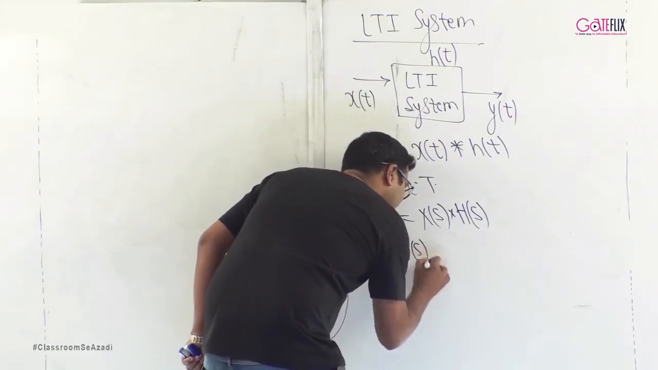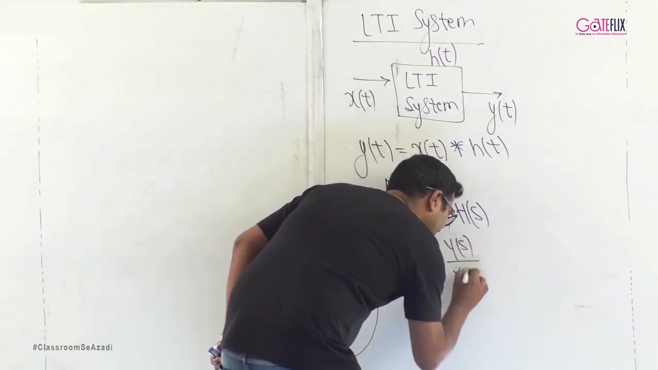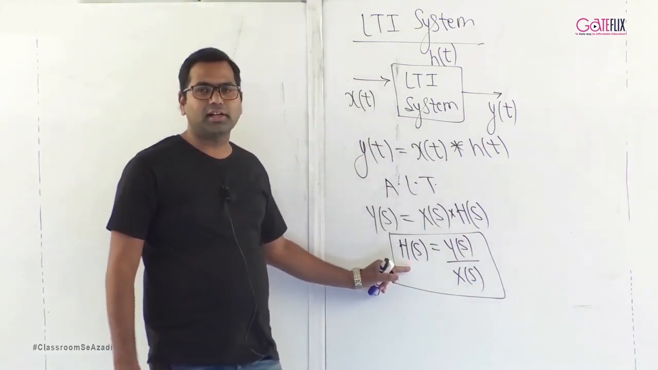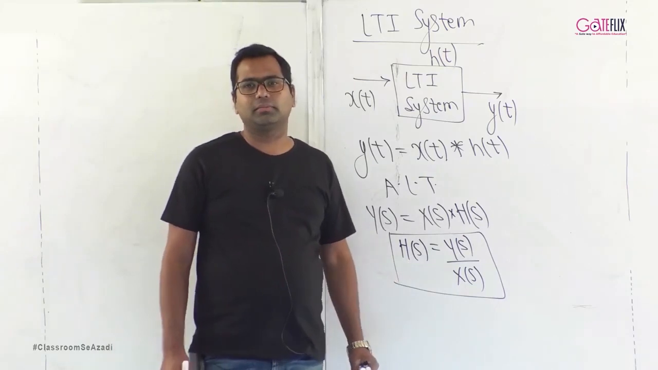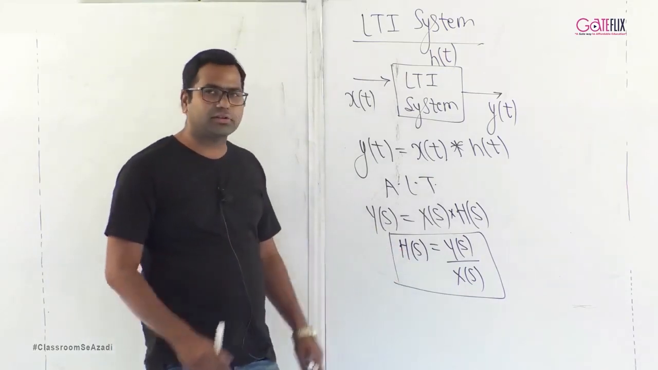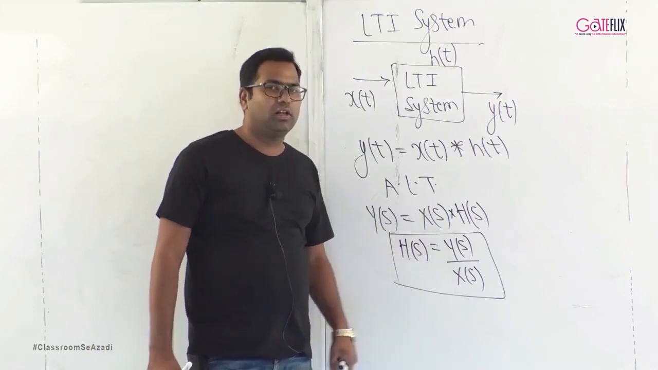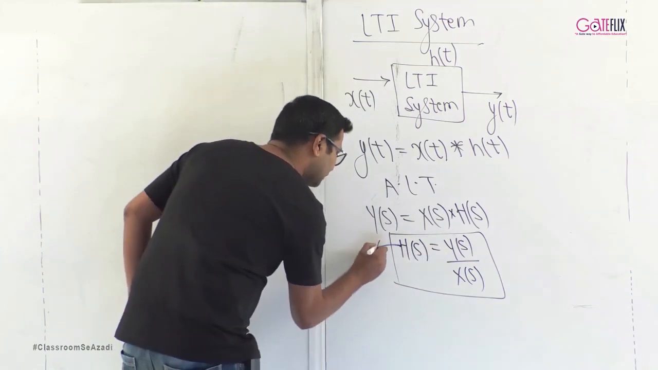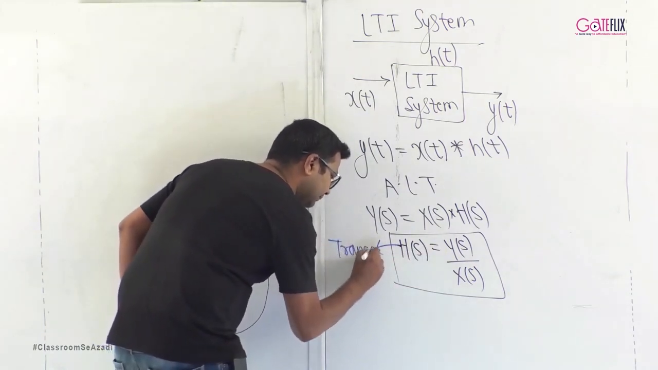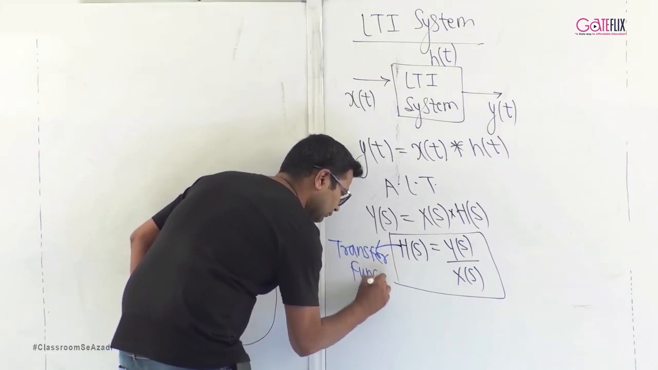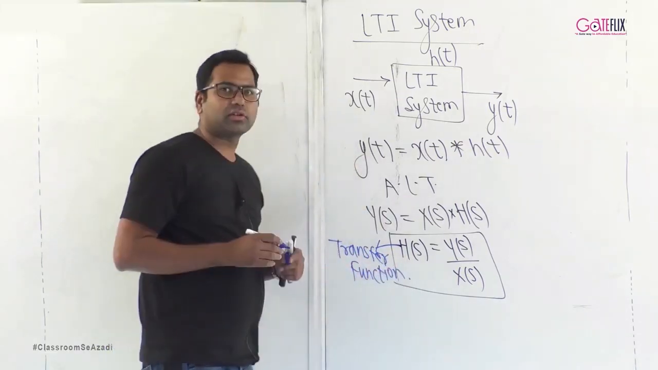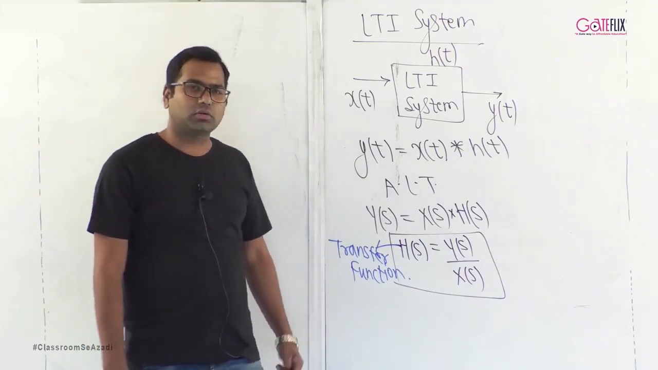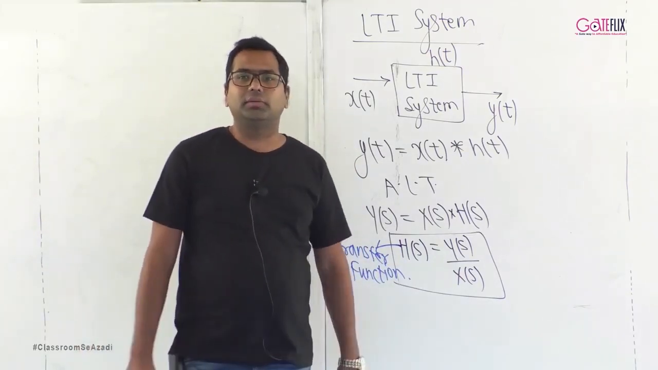Therefore, we can write capital H of s as y of s divided by capital X of s. Here, capital H of s is called the transfer function of the system, and the transfer function of the system is defined as the ratio of the Laplace transform of the output to the Laplace transform of the input. This transfer function capital H of s is very important in specifying the causality and stability of the system.